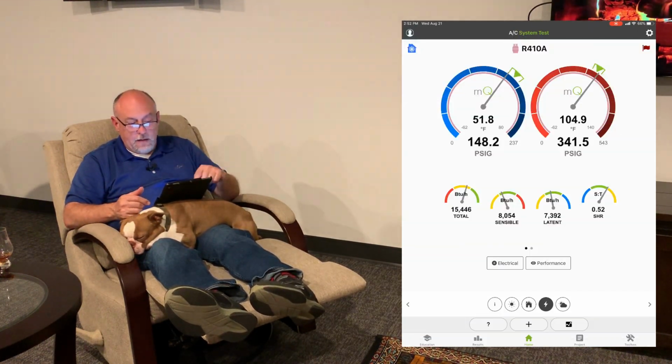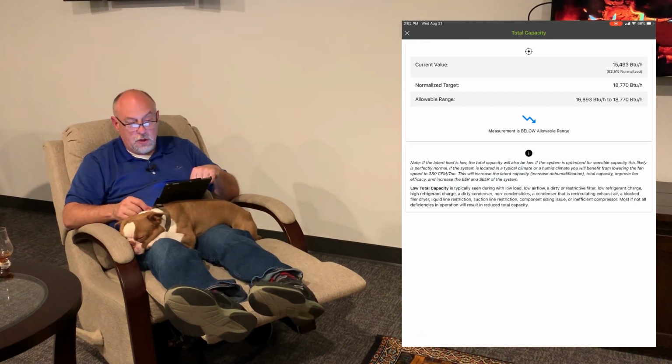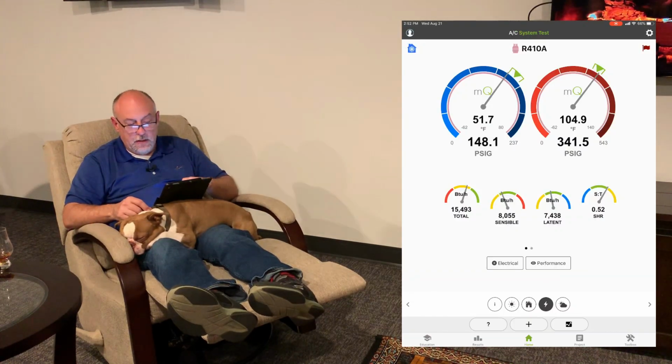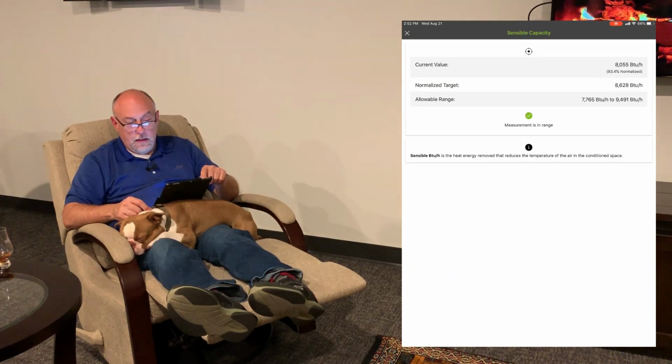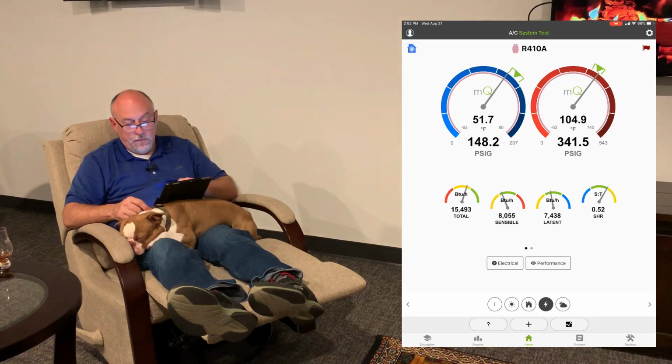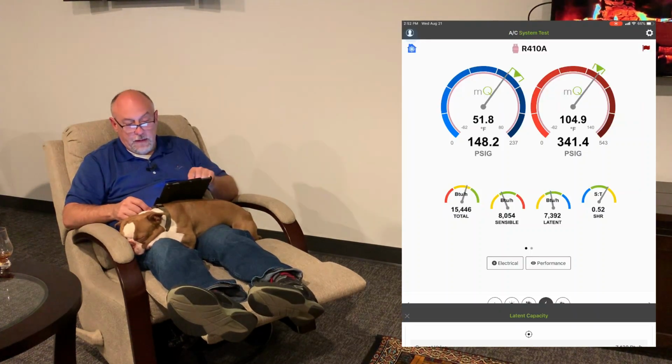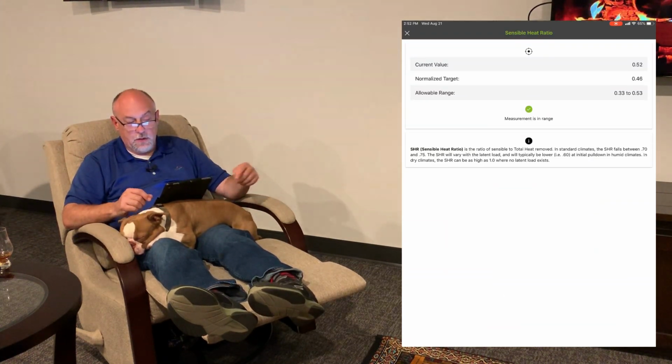And if I go back and look here, if I tap on any one of these targets, if I tap on the total, it'll show me what my current value is, my normalized target, my allowable range. Same thing for sensible. We're at 93.4%, our latent, and then we can also look at our target sensible latent split. So all those things are calculated for us.